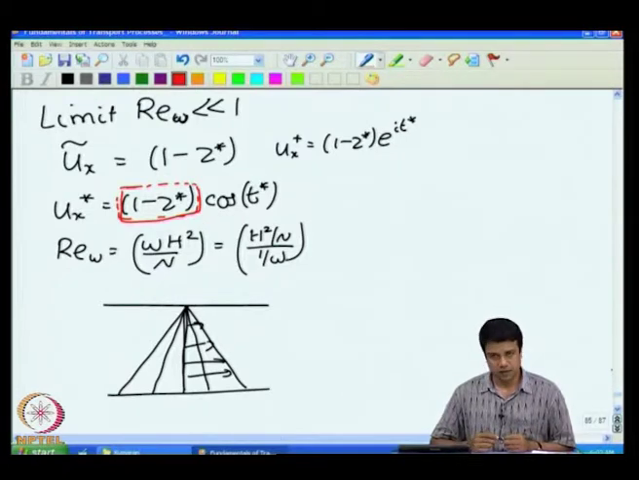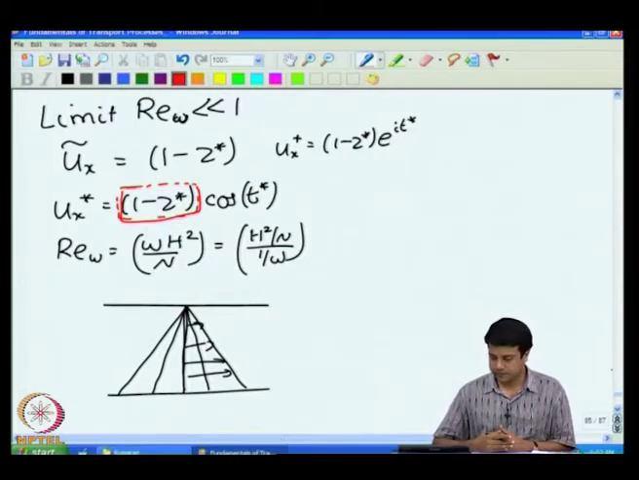One can interpret the Reynolds number r e omega, omega h square by nu, as the ratio of h square by nu divided by 1 over omega. H square by nu has dimensions of time. It is the time it takes approximately for momentum to diffuse over a length h. So, it is the time it takes for a momentum disturbance generated at the bottom to diffuse all the way to the top of the channel.